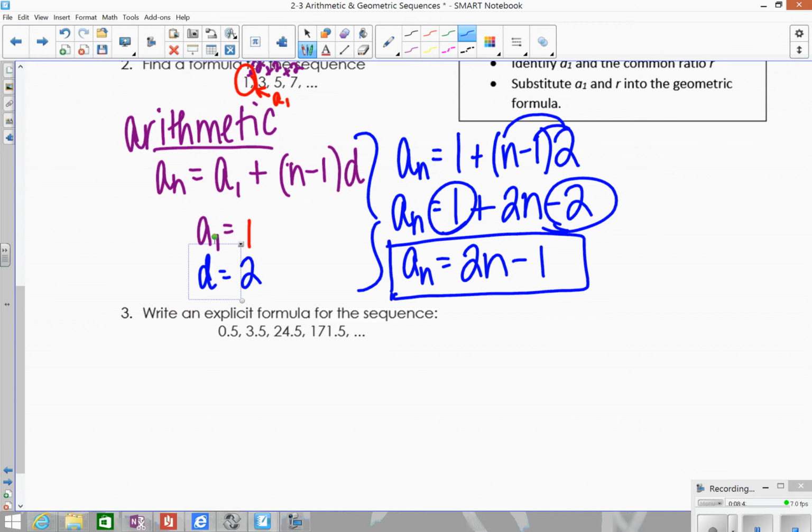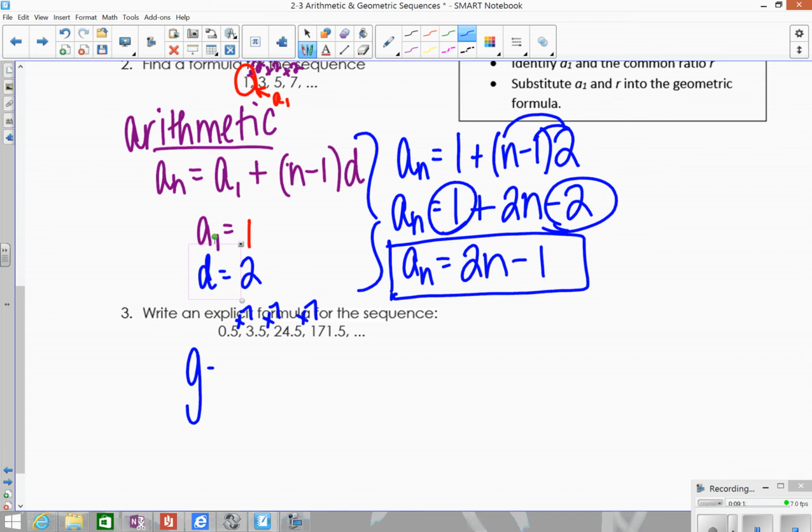So if I divide 3.5 divided by 0.5, I end up with 7. If I do 24.5 divided by 3.5, do I get the same thing? And the answer is yes. So since I can divide the second term by the first term and the third term by the second term, and I get a constant number, that tells me that 7 is that common ratio. So times 7 is the pattern for this one.